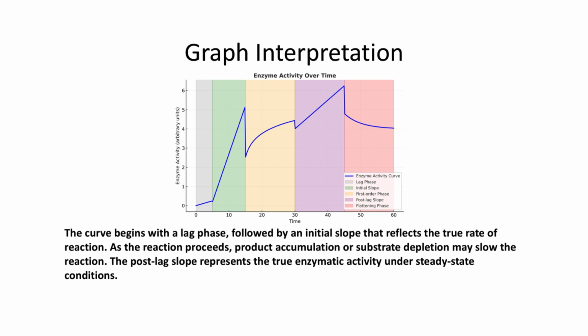In summary, enzyme reaction progress curves help us identify the true activity of an enzyme by analyzing the initial and post-lag slopes, while accounting for lag phases and inhibitory effects.